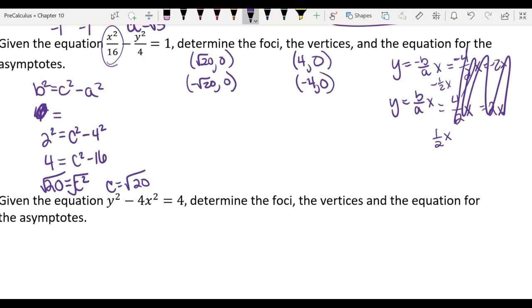So let's do this one. What's wrong about its setup? What do you have to do first? Well, you have to make it fractions, right? So you have to make this 1, so you have to divide everything by 4. So you get y squared over 4 minus x squared equals 1. And x squared would be over the number 1, correct?